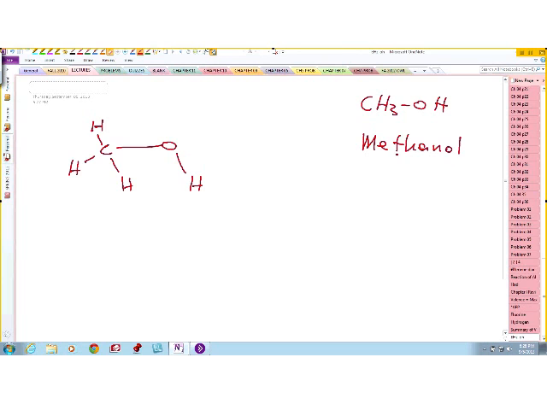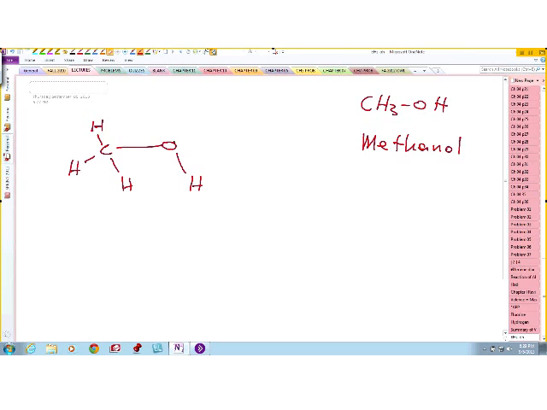This is an alcohol. Okay, now if you take a look at this, does carbon have an octet of electrons? Yes. 1, 2, 3, 4, 5, 6, 7, 8. Keep in mind, each one of these bonds is 2 electrons.